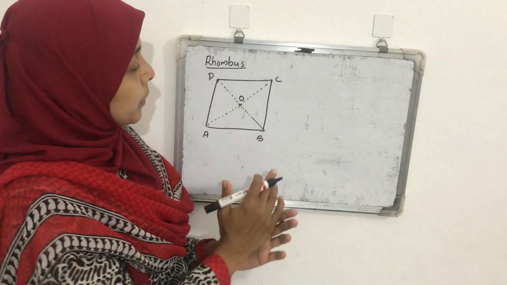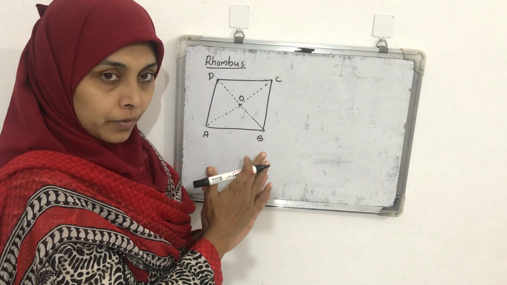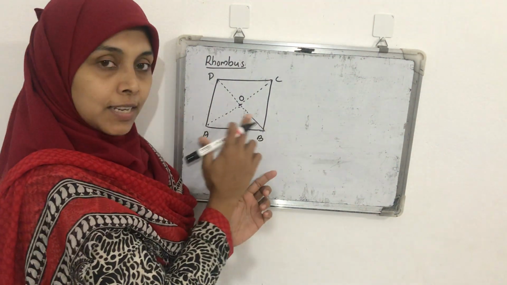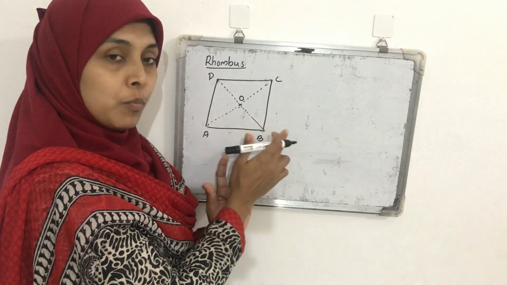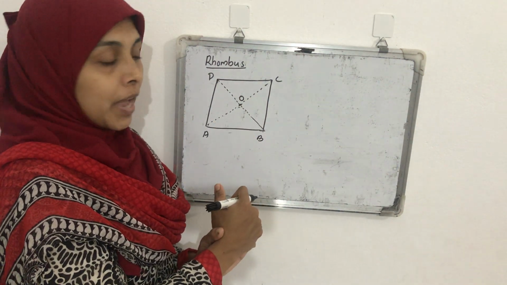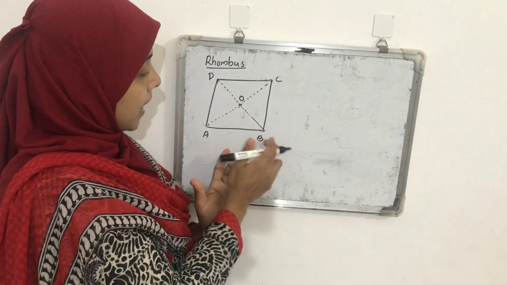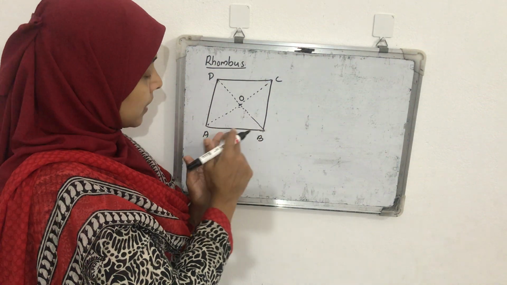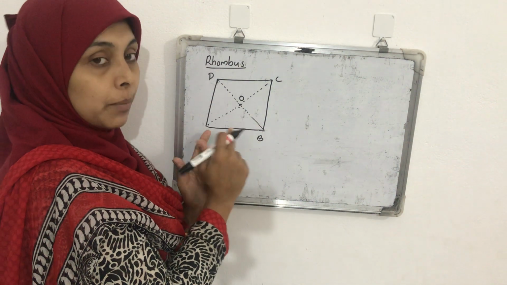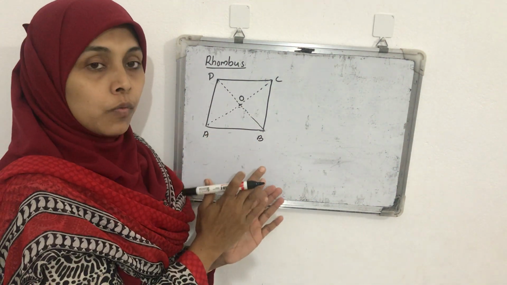So all the properties of a parallelogram will hold in the case of a rhombus also. What are the properties of a parallelogram? We already discussed: opposite sides are equal, opposite angles are equal, and diagonals bisect each other. And adjacent angles will be supplementary. All those properties of a parallelogram will hold in the case of a rhombus.